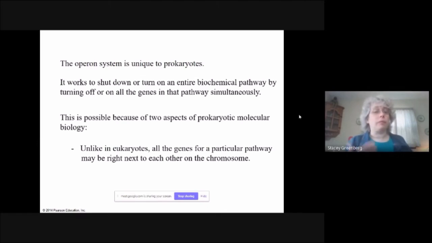In our cells, if we had the same gene, which would be doubtful, but if we did, enzyme 1 might be coded for on chromosome 5. Enzyme 2 might be coded for on chromosome 18. Enzyme 3 might be coded for on, I don't know, chromosome 11. There's no way you can turn them all on or off at the same time. You'd have to regulate each one individually. All right? That's one thing that bacteria can do that we can't.